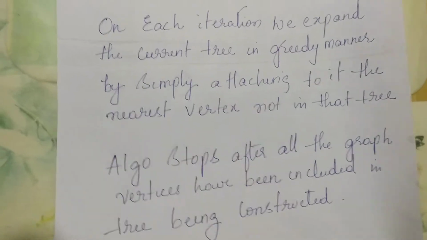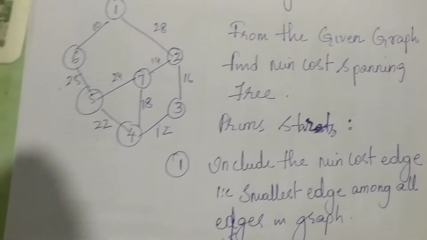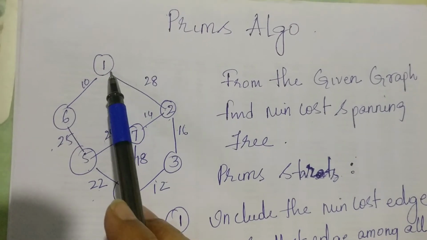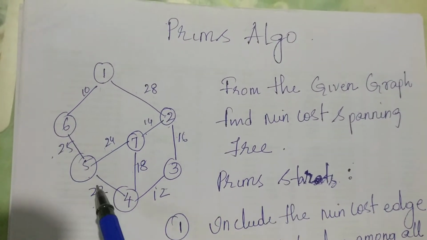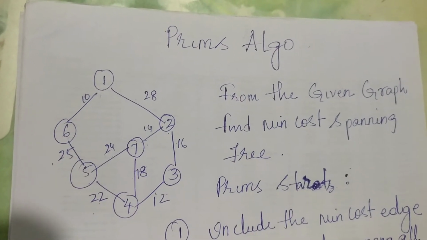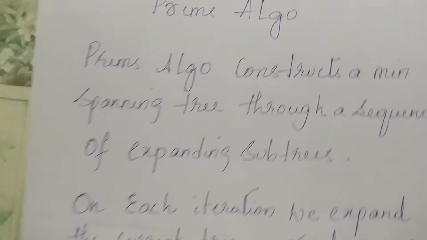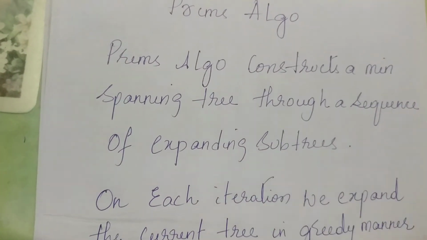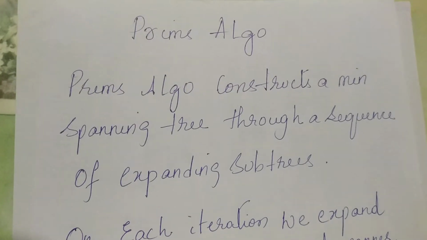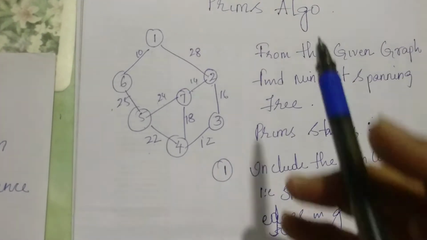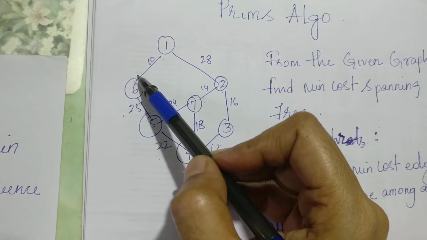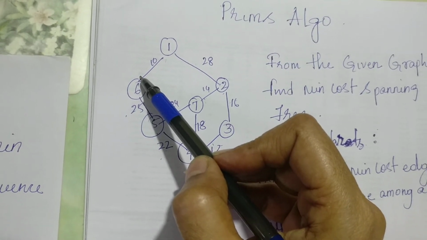Let me take an example. I have taken a graph here, with vertices 1, 2, 3, 4, 5, 6, 7 and with weighted edges. Now, as I have defined, Prim's algorithm constructs a minimum spanning tree through a sequence of expanding subtrees. I should start with a subtree, so the minimum edge should be selected as the subtree.